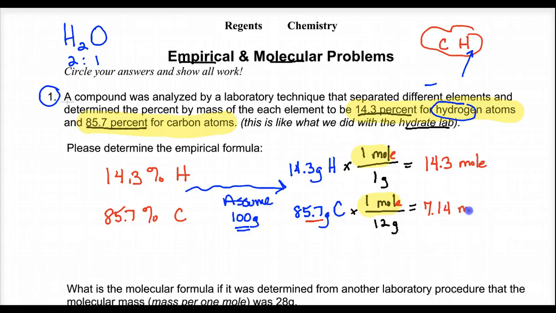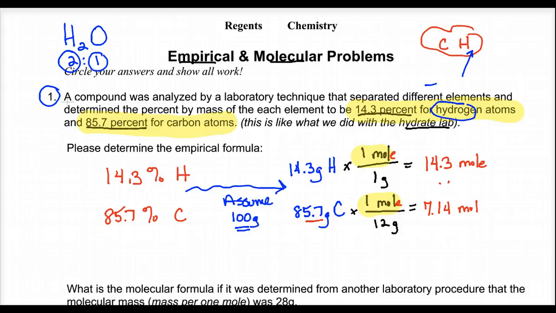And that's moles of carbon. And just like we did, at this point, we have dozens, or moles. Is there a ratio? Can you look at the ratio here? There should be a whole number ratio lurking in our answer. Wait a minute, isn't 14.3 about twice of 7.14?